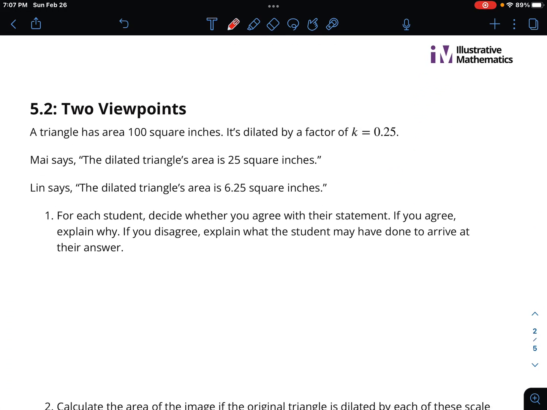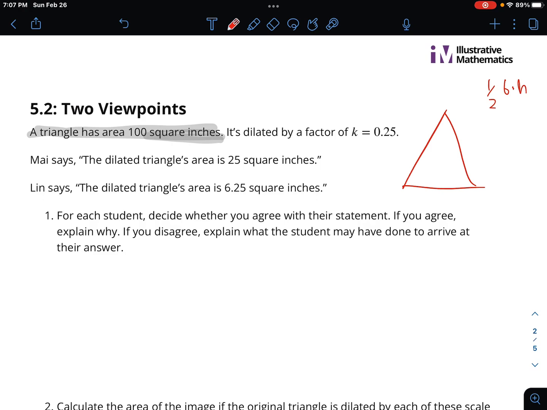This next problem, it's one that's also fairly similar to this. This one's talking about a triangle has an area of 100 square inches. So we have a triangle here. This triangle needs to have area of 100. So we need 1/2 base times height.